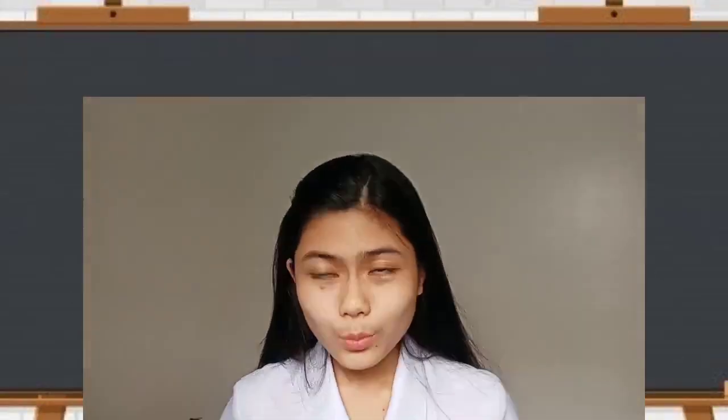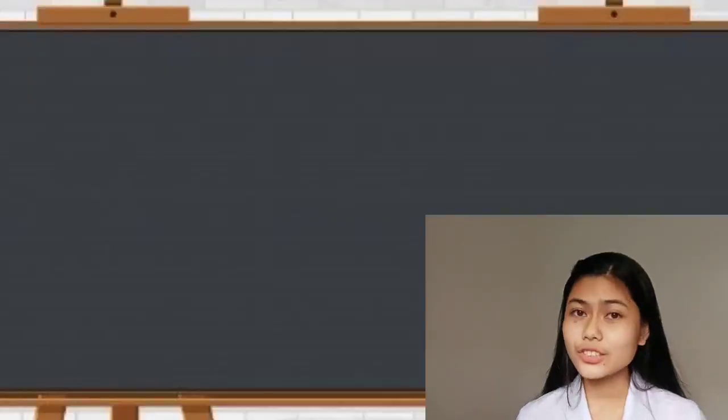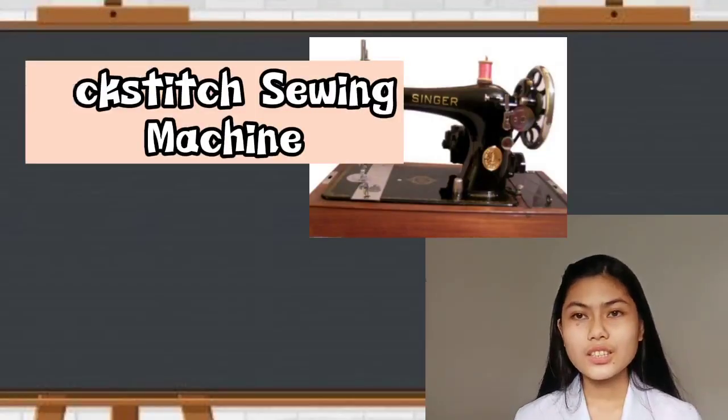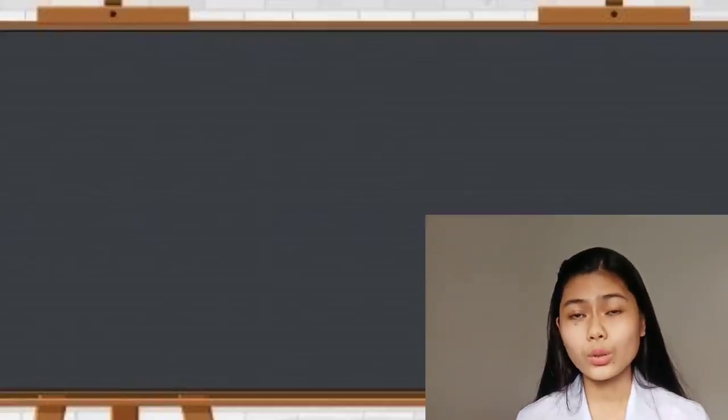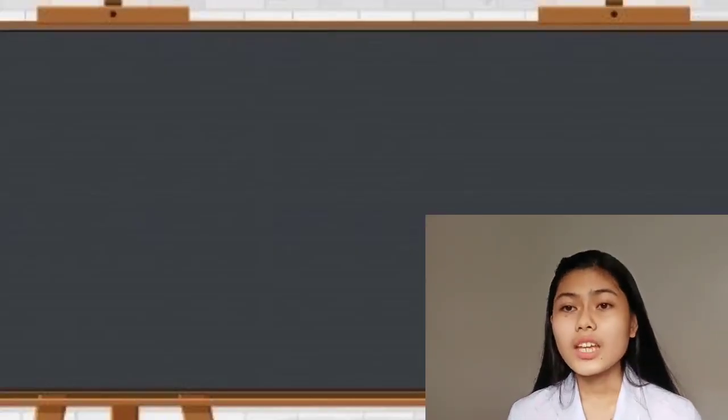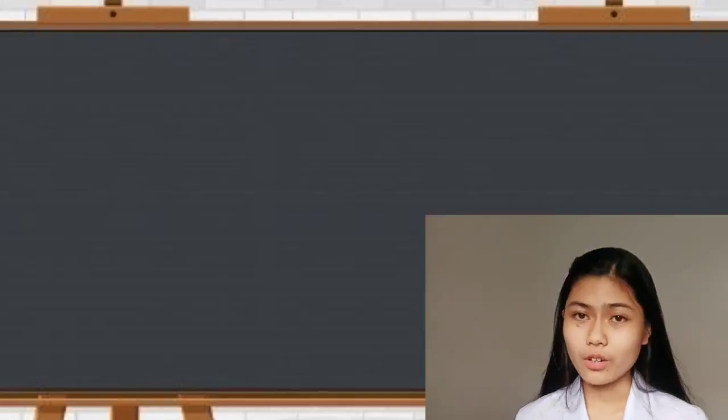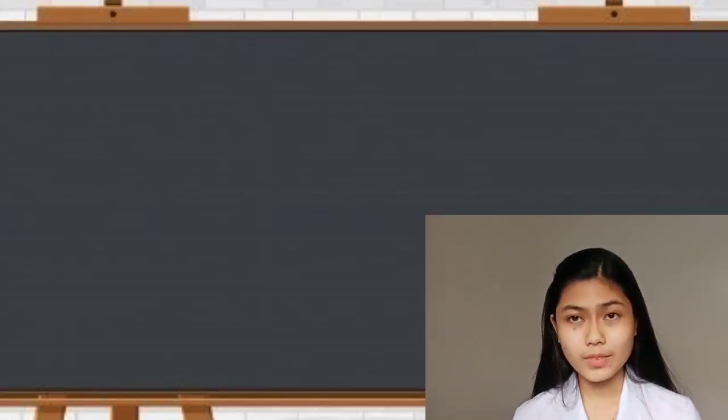Let's move on to the equipment that we are using in terms of sewing. Lock stitch sewing machine. This is usually used in homes and sometimes in school. This is also called a domestic sewing machine. It is run by foot and may also be converted to an electric powered machine.